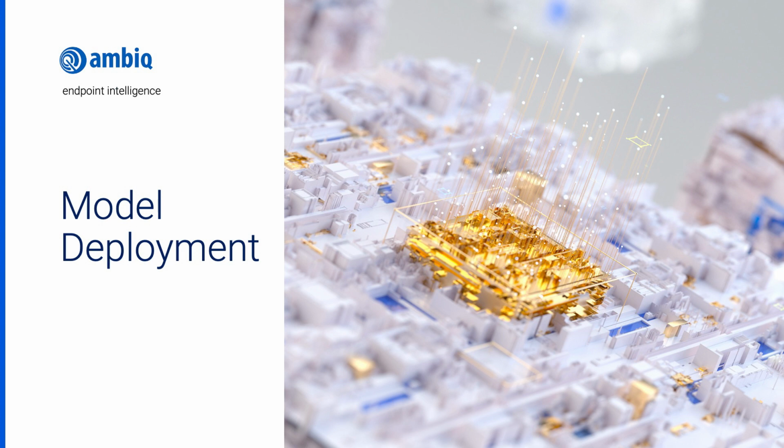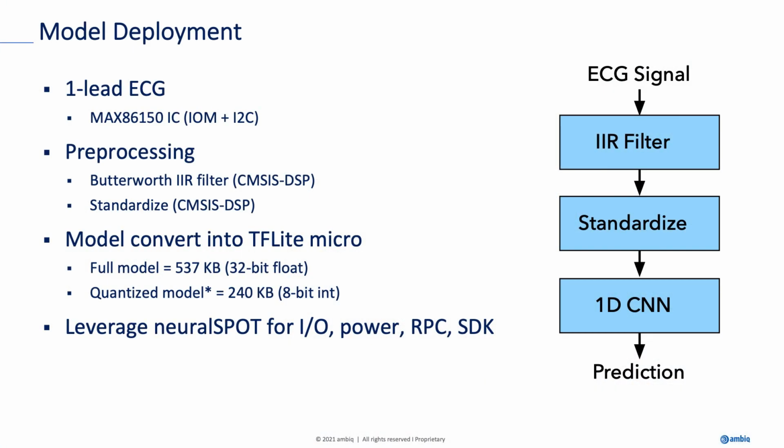And so for model deployment, I'm going to quickly walk through this. Now that we've trained the model, in terms of what it's fed, we need to implement a filter. We also need to implement the standardization. So in terms of the sensor itself, I selected the MAX 86150. I have some information on the next slide about it.